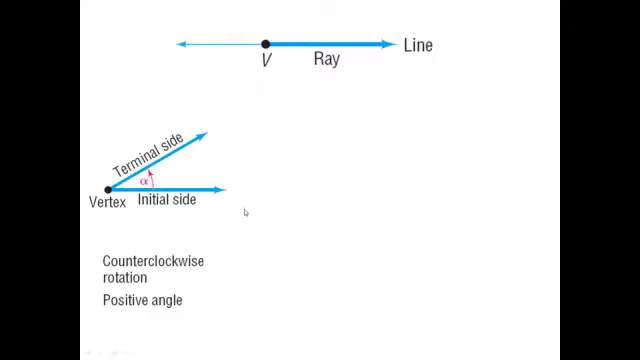So to define an angle, we have two rays that coincide in one point that we call the vertex. This side of the ray is called the initial side, and this side of the ray is called the terminal side. This alpha is the opening. Here is measured how many degrees the angle measures, and it is positive when you go in a counterclockwise rotation.